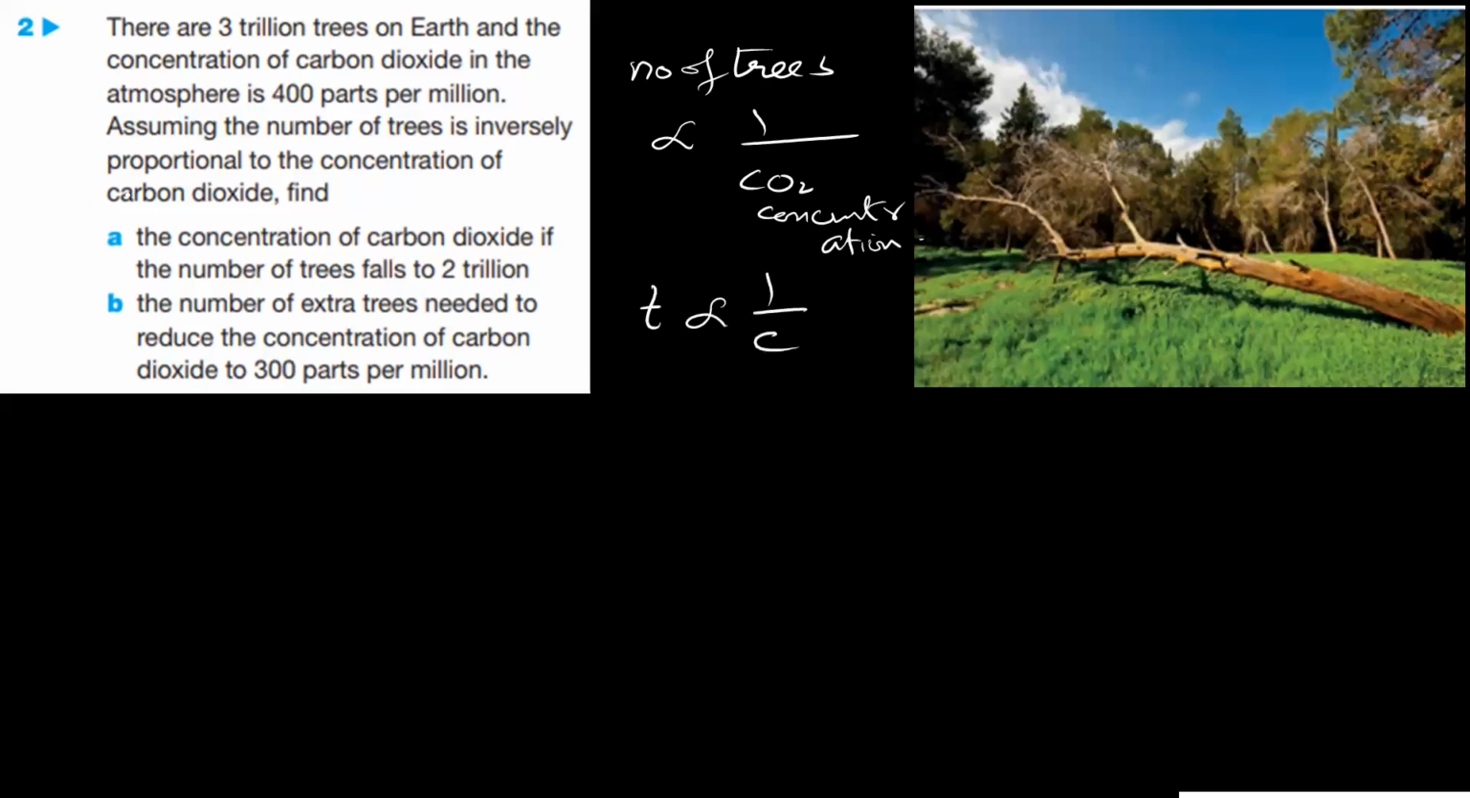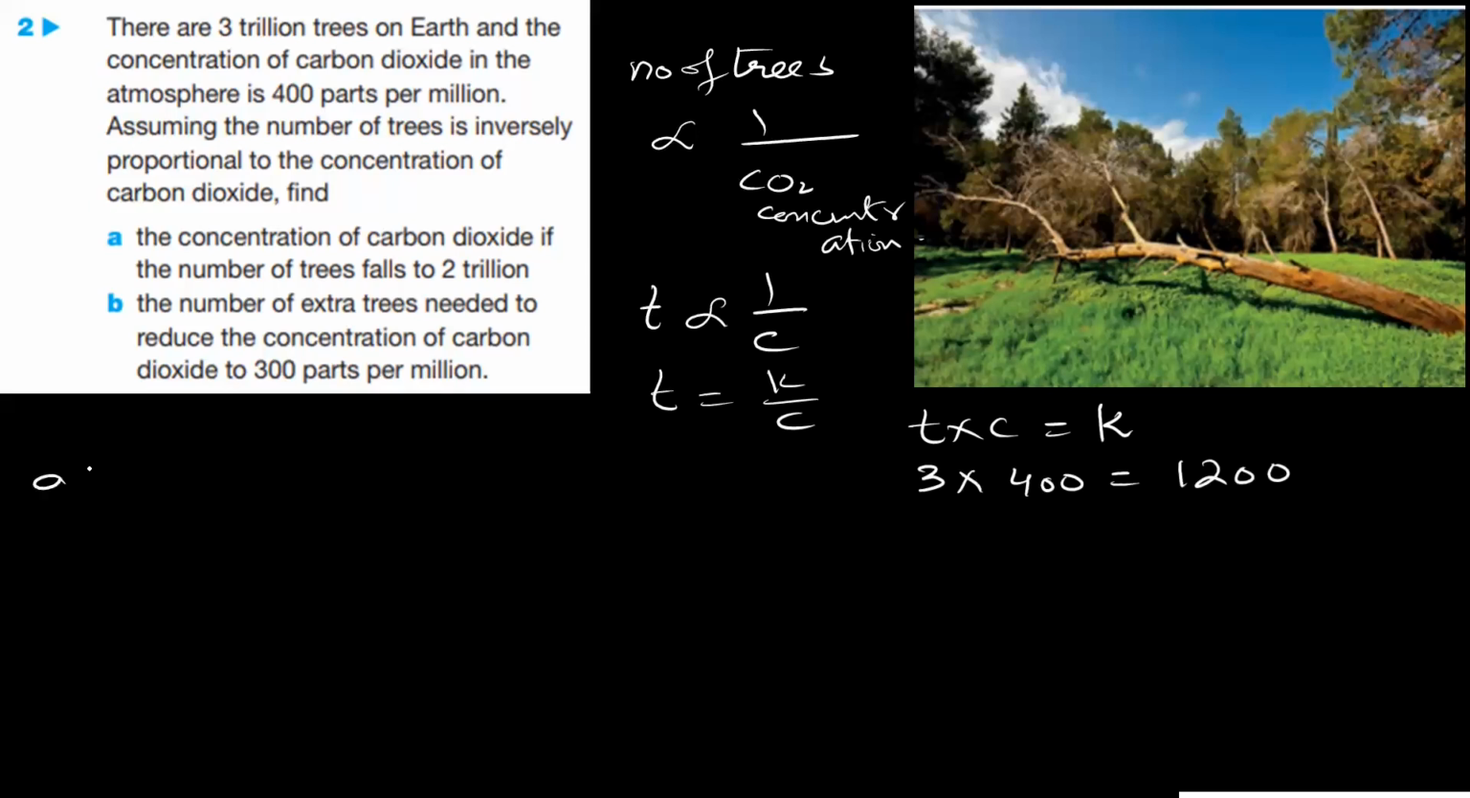Okay. Number of trees we represent with T, and the concentration of carbon dioxide in parts per million we represent with C. This means T equals K upon C and T times C is equal to K. Now we know 3 trillion trees have 400 parts per million. So K is equal to 3 times 400. That becomes 1200. Whenever we use K, we use the value 1200 or 3 times 400.